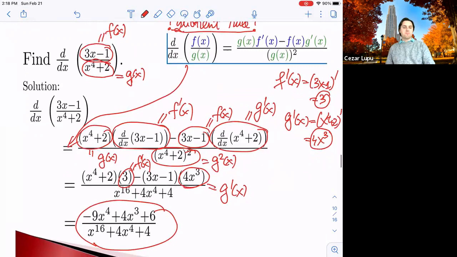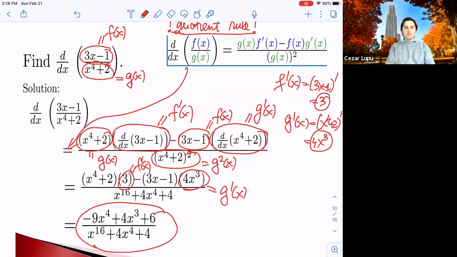So that's basically how you can compute the derivative of a rational function. Well, as you can see, you have the quotient of two functions. So in other words, you apply the quotient rule. So that's what you do.